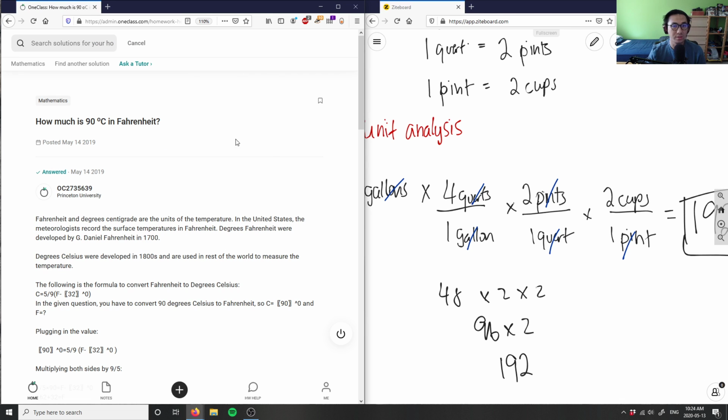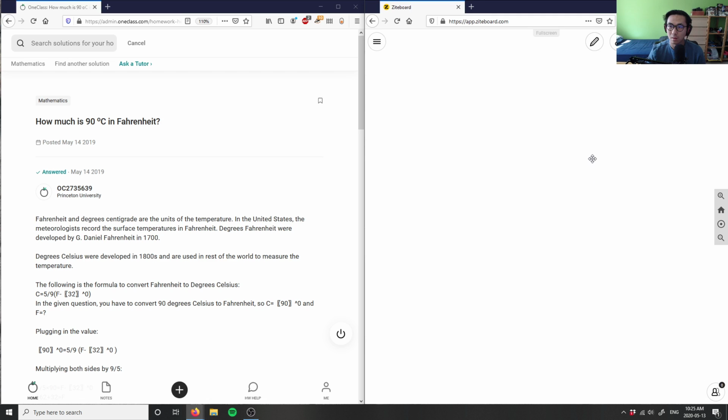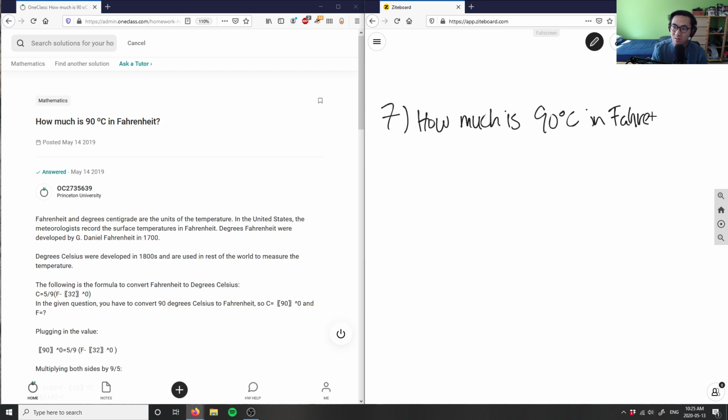And then here is our next problem. This is number 7. Number 7 asks: how much is 90 degrees Celsius in Fahrenheit?